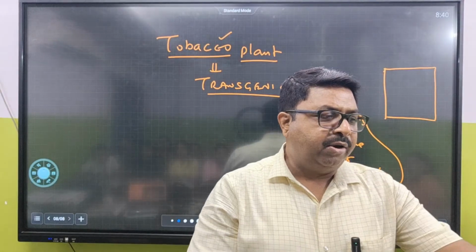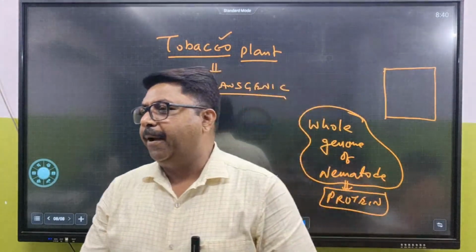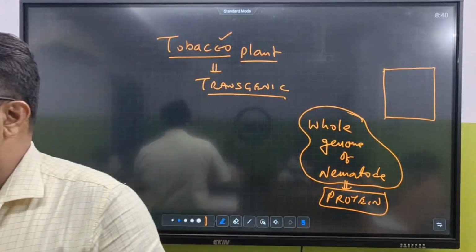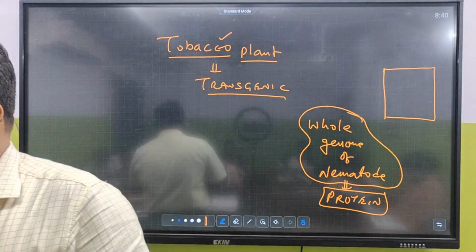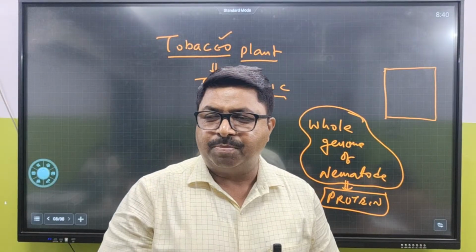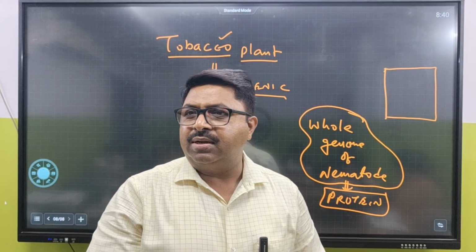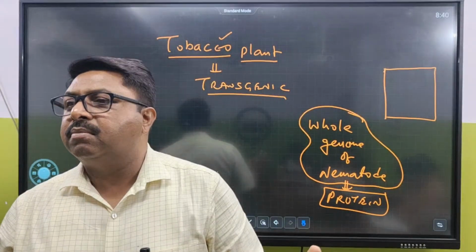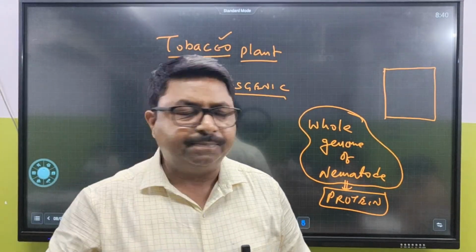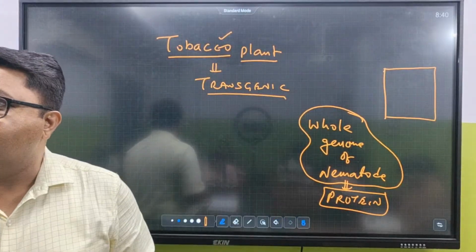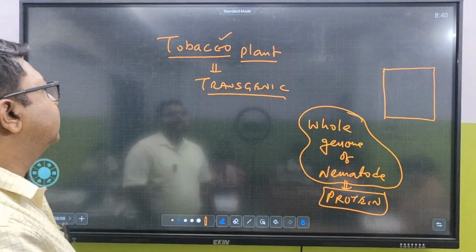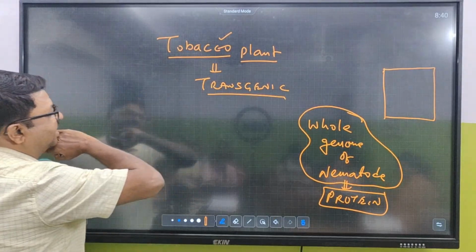Any issues? Find out where it is written. Whole genome of nematode specific gene is being introduced into the host plant. Have you got it? Clear? Now, good. Congratulations, the tobacco plant is transgenic.